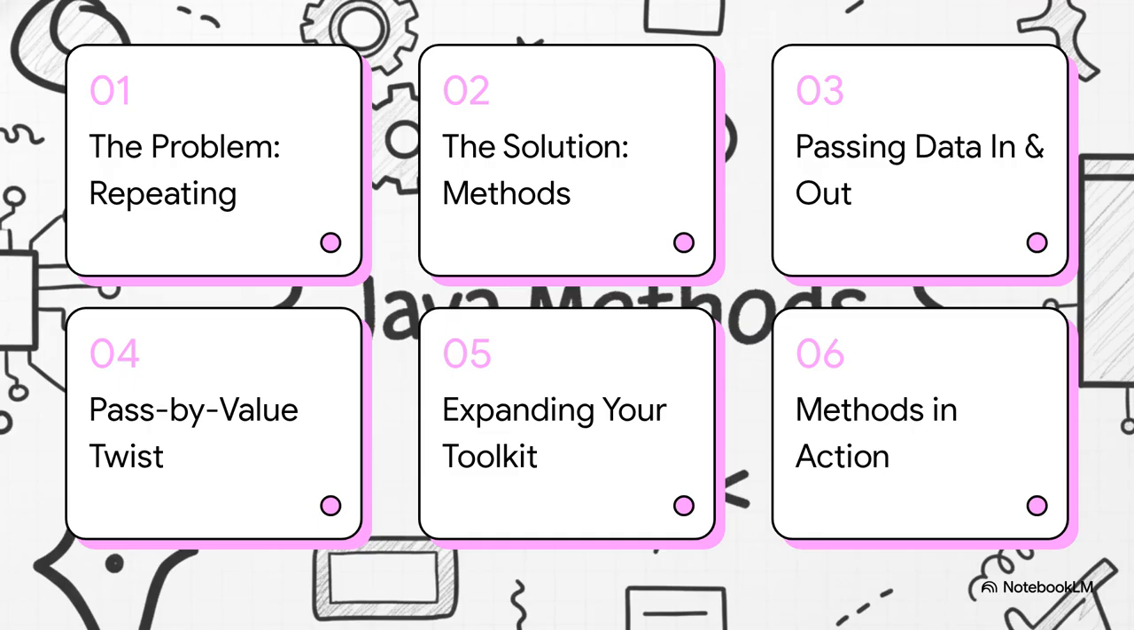So here's the game plan. We're going to start with a problem every single coder faces, repeating yourself over and over. Then we'll introduce the solution, Java methods, and see how they shuttle data around. We'll even tackle a really tricky concept that trips up a lot of people, add a few more powerful tools to our collection, and then see how it all comes together in a real-world example.